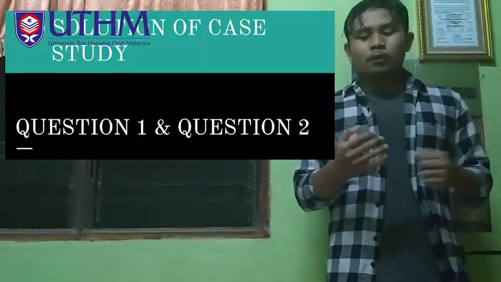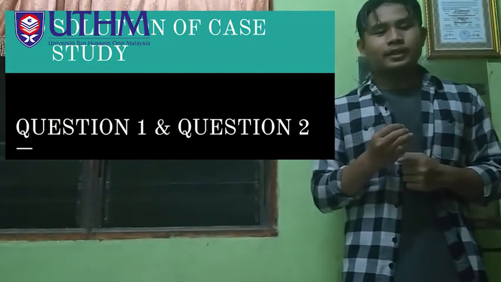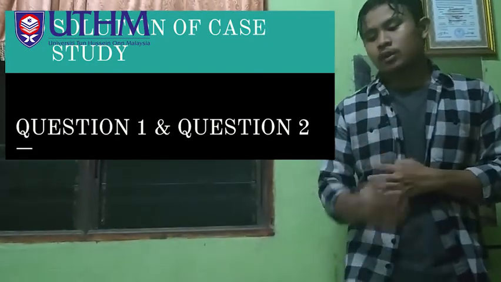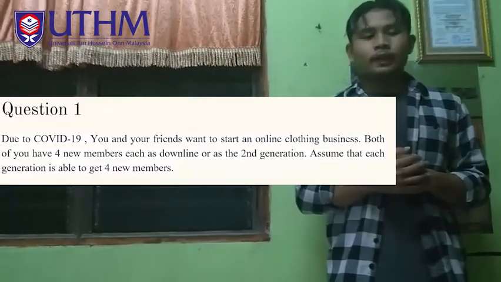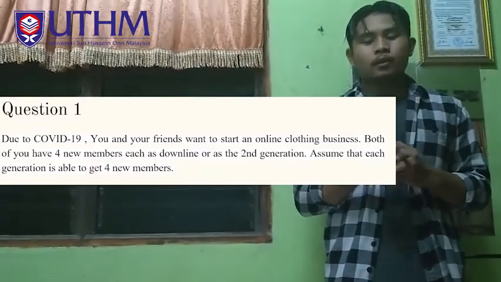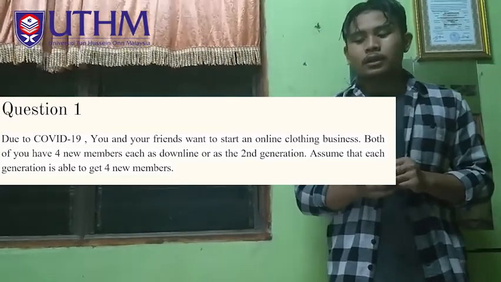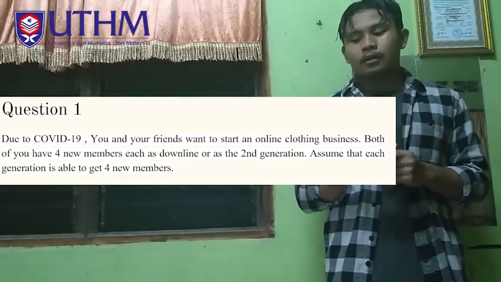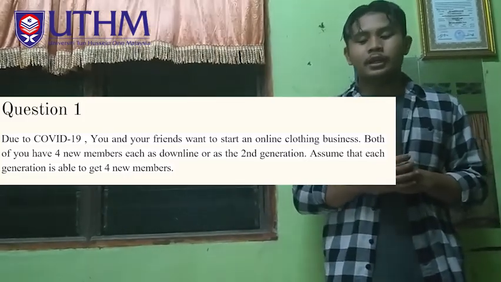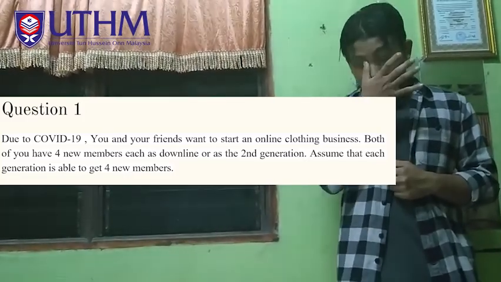Assalamualaikum warahmatullahi wabarakatuh. My name is Muhammad Fakar bin Muhammad Rizal. My number matrix is AA200477. So today I'm gonna present to you our group solution of the case study for question 1 and question 2. Question 1, due to COVID-19, you and your friends want to start an online clothing business. Both of you have 4 new members each as downline as the second generation. Assume that each generation is able to get 4 new members.